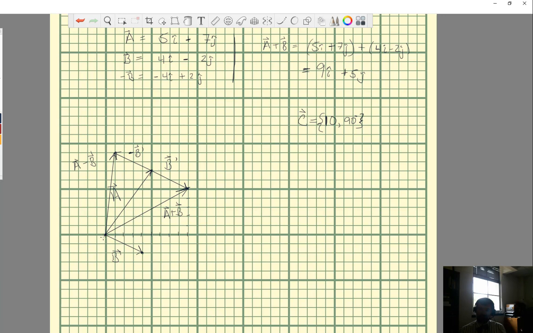So 10, 90. In general, the left-right direction, starting from the positive x-axis, that's 0 degrees, and then you go counterclockwise to measure your angle. So 10, 90 means go 10 units in the y direction. So that would end up right here. That's your vector C.